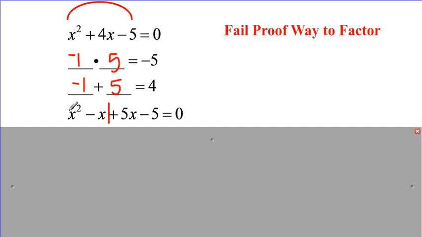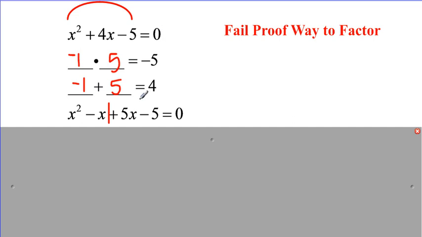So I keep my first term x squared. I keep my constant term as negative 5. And I want to group my two values so that they have something in common with each of those coefficients that we're working with. So I'm going to put my negative 1x here and my 5x here. So now I have 4 terms to my equation, which will still give me the value I started with, x squared plus 4x minus 5 equals 0.